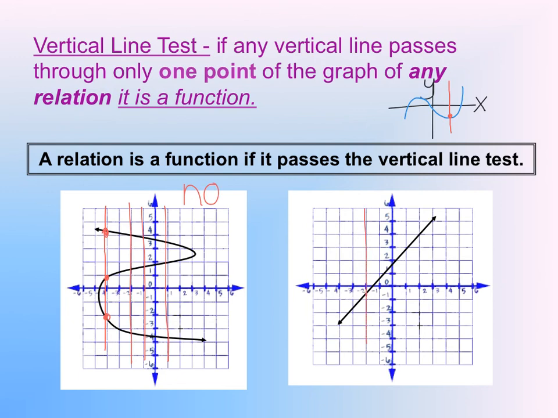The second one, if I start drawing some vertical lines through this black line, I can clearly see that it's never going to go through that black line in more than one spot. So this one is a function because it passes the vertical line test. There's no repeating x values with different y's.